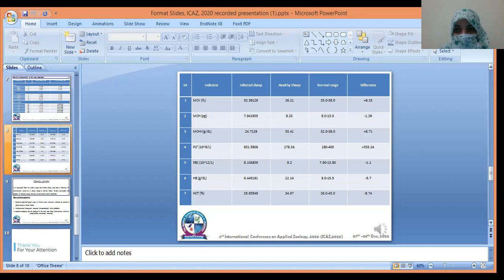Between normal, healthy, and infected sheep, the difference is plus 6 for MCV. For MCH, the difference is minus 1. For MCHC, the difference is plus 8. For PLT, the difference is plus 3. For RBC, the difference is minus 1. For HB, the difference is minus 5. And for HCT, the difference noticed is minus 8.